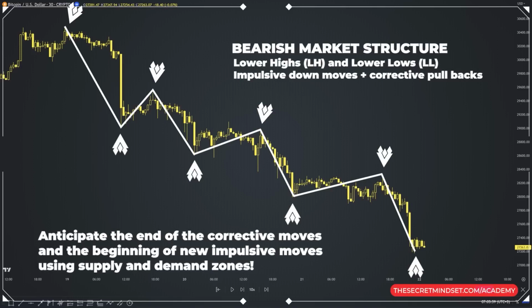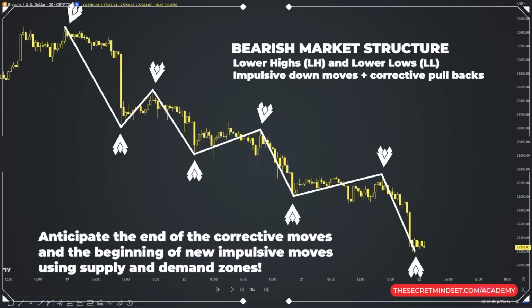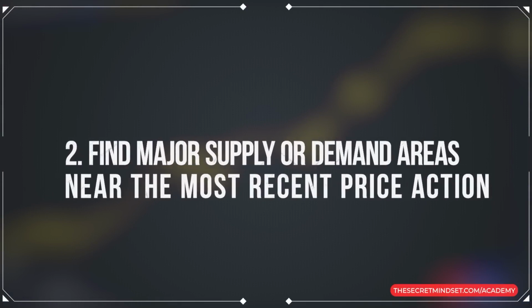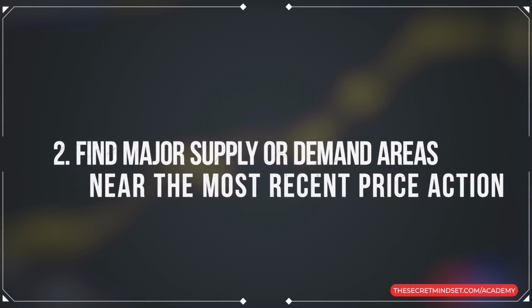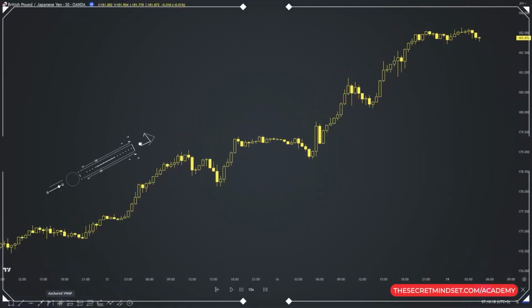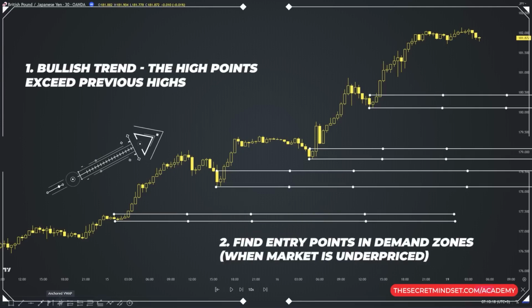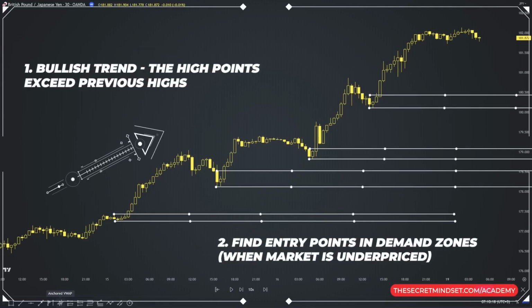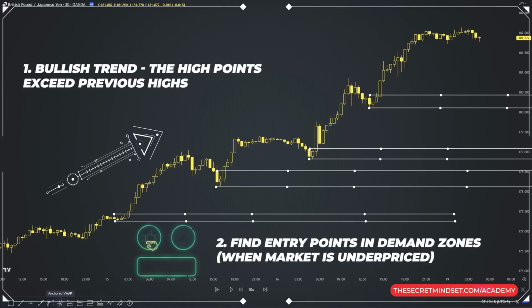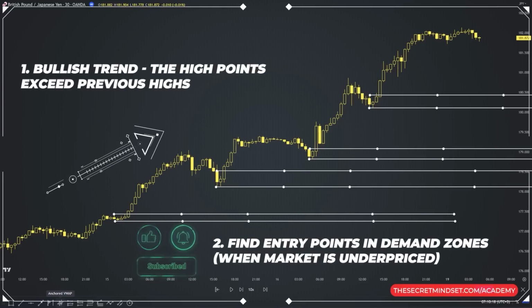Your plan is to anticipate the end of the corrective moves and the beginning of new impulsive moves by using supply and demand areas. The next step is to find major supply or demand areas near the most recent price action, or if you're an ICT student, you look for order blocks. So a bullish trend is identified by a series of movements where the high points exceed previous highs. Once identified, your goal will be to find entry points in demand zones when the market is underpriced. In these zones, buyers add to their positions and create an imbalance, moving the price higher.